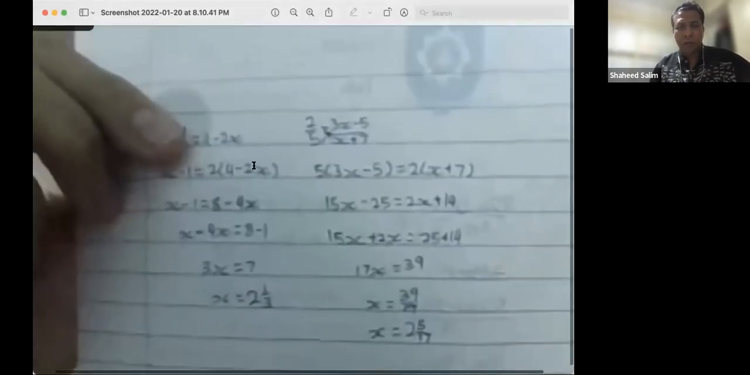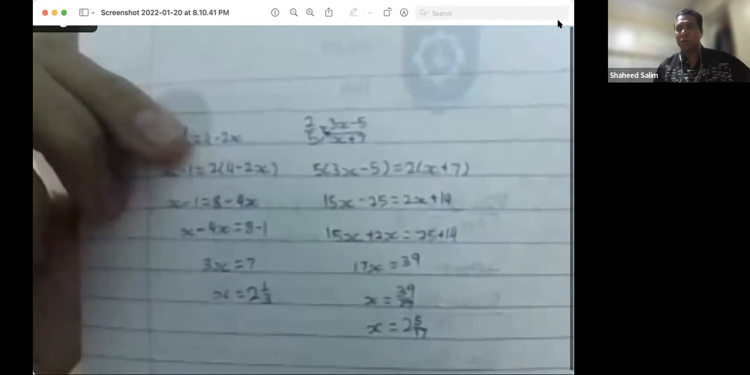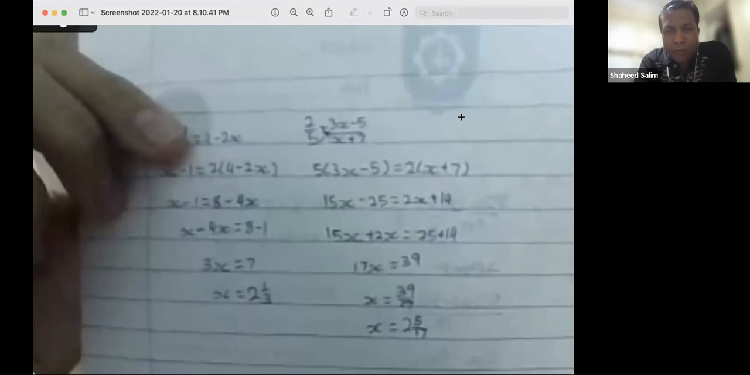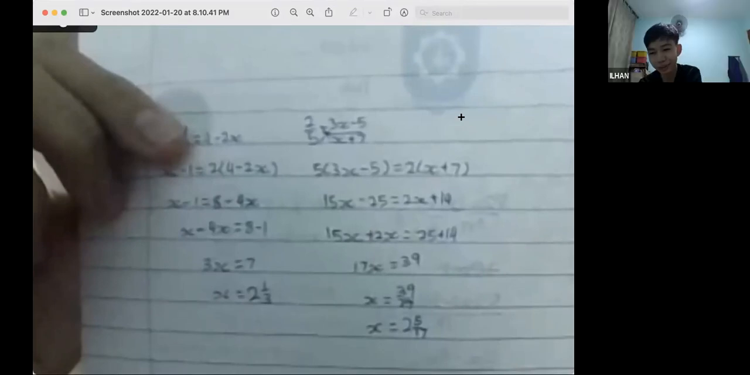Now, first thing I always do is I will check whether you copied the right question. So let me see. 2/5 equals 3x minus 5 over x plus 7. Yes, okay, well done. So now let's see. You times by 5, and then you times by, okay, you know how to do crisscross? Yeah, my teacher taught me. Okay, very good.